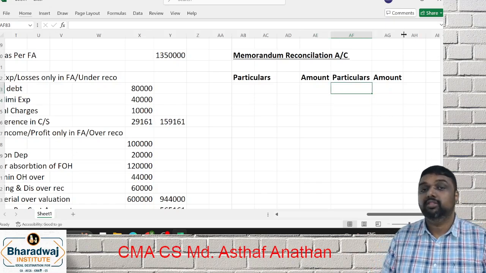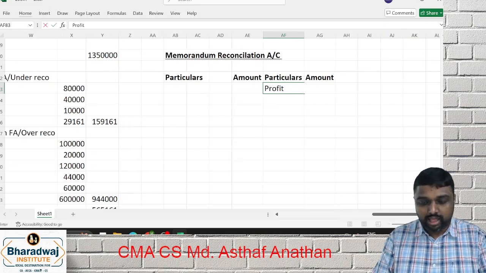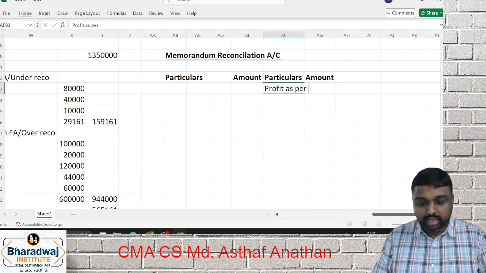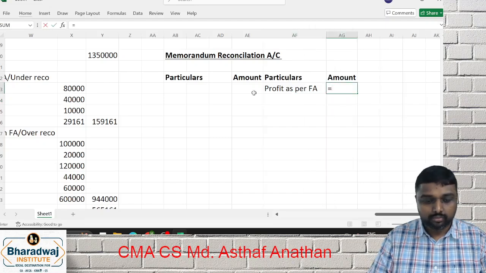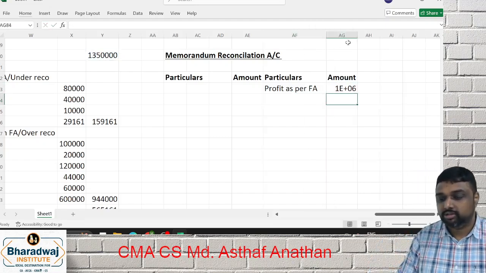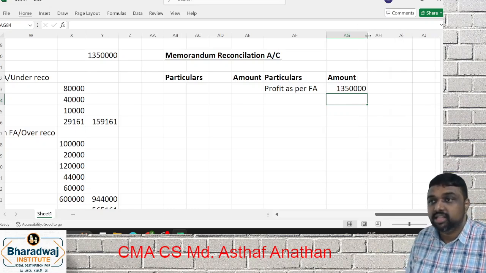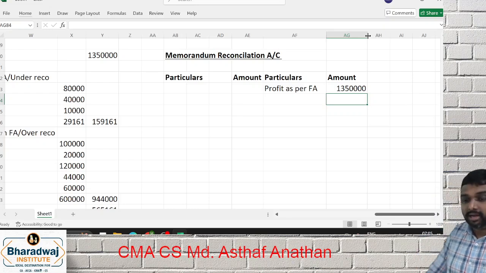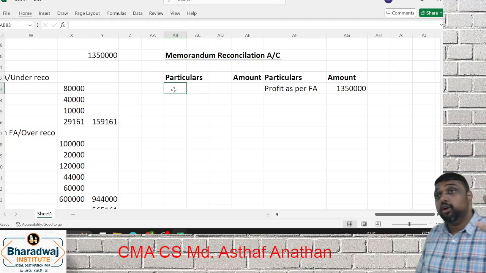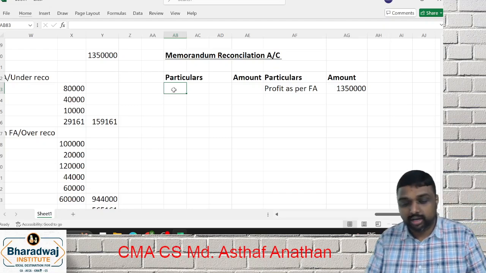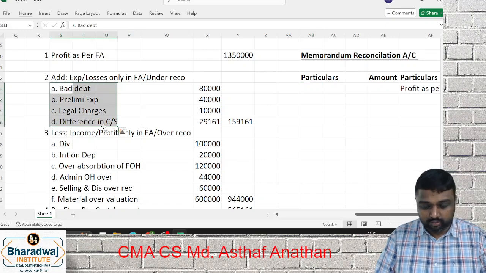Now you have to start with any one profit. Here in this example, we are starting with what? Profit as per financial. See, if it is a profit, it has to be written in the credit side. If it is a loss, it has to be written in the debit side. Are you clear? That's all. Now, whatever you have to add has to be written in the debit side. So I am just writing here, all the add items will come in the debit side.